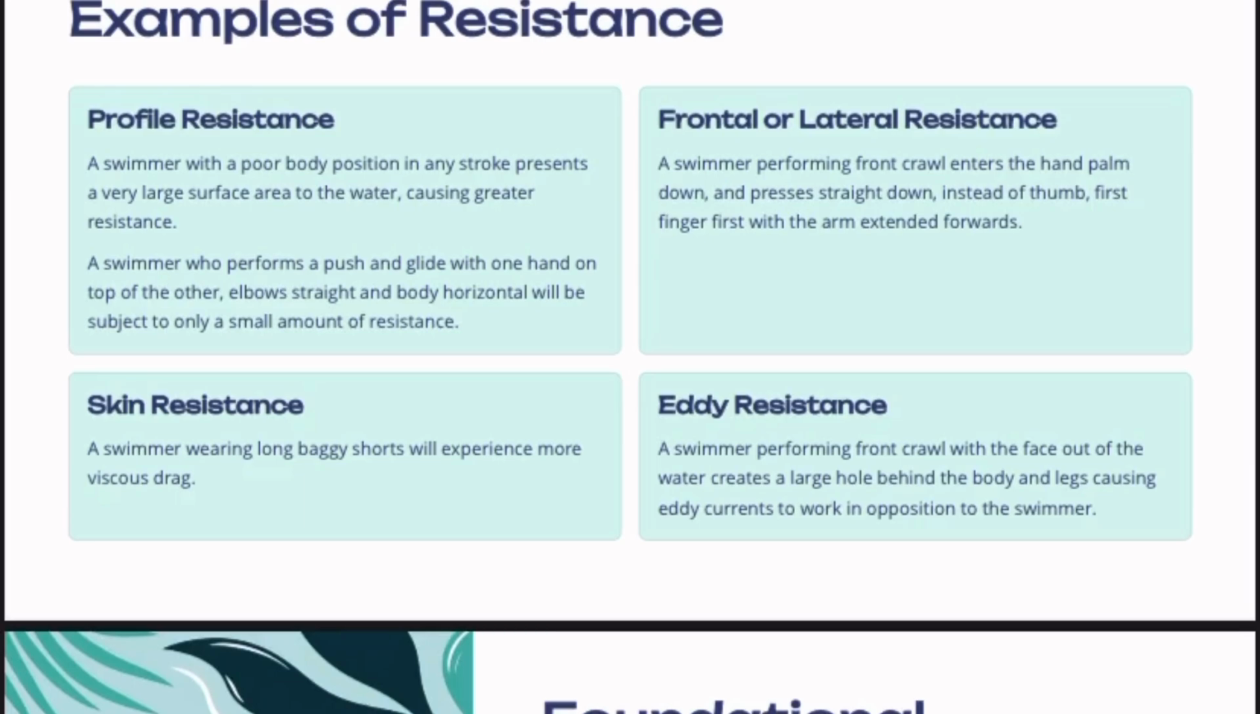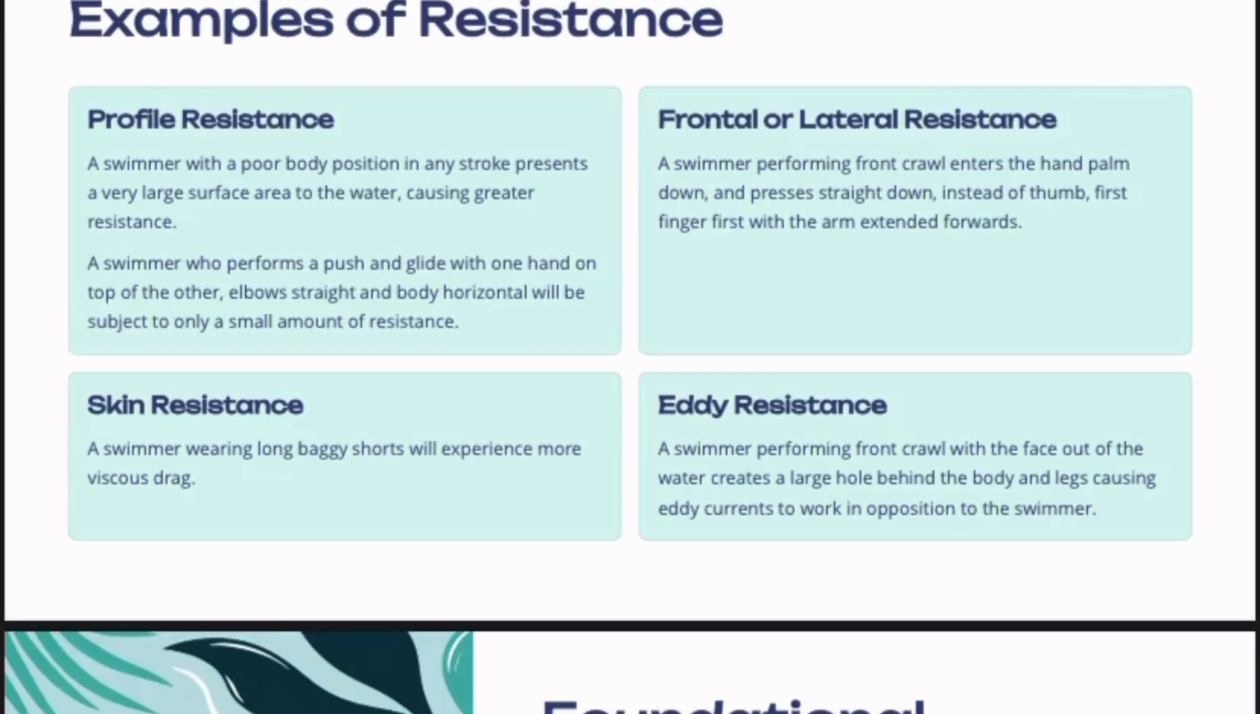So we have here examples of resistance. First is the profile resistance. A swimmer with a poor body position in any stroke presents a very large surface area to the water, causing greater resistance. A swimmer who performs a push and glide with one hand on top of the other, elbows straight and body horizontal, will be subject to only a small amount of resistance.